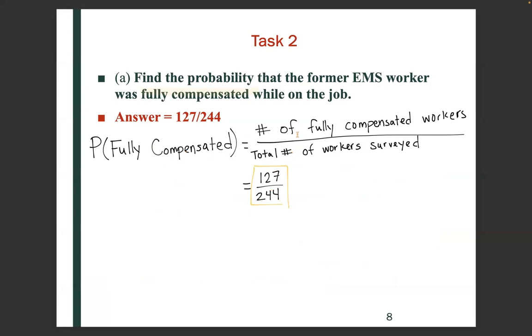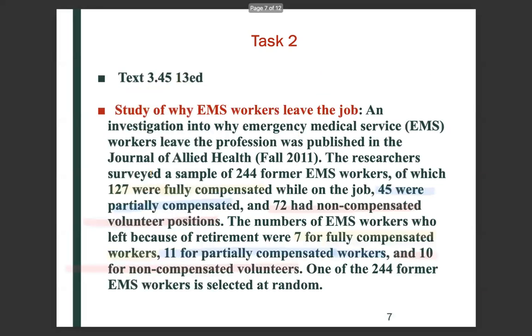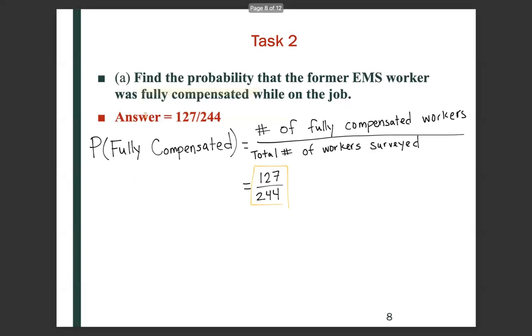And if we look at the number of fully compensated workers, that's given right here, which is 127. So the answer to part A is 127 divided by 244.